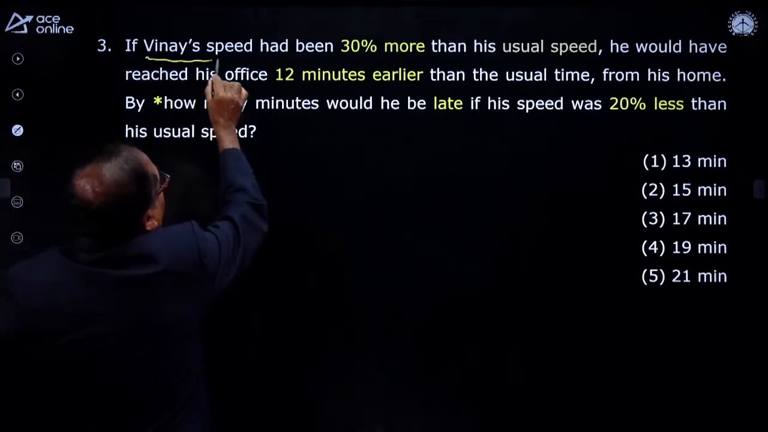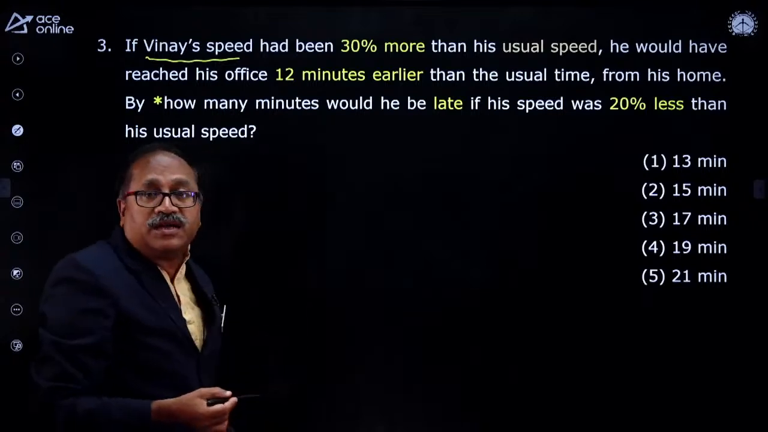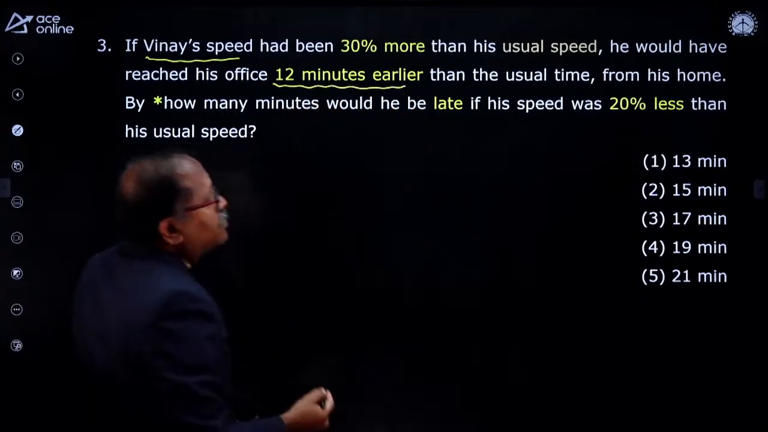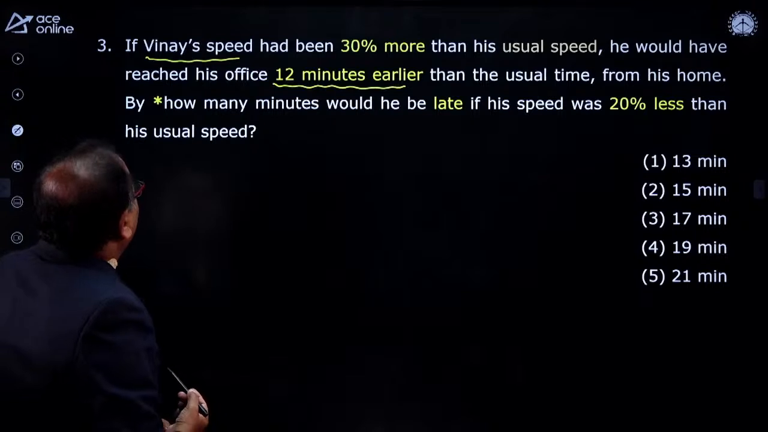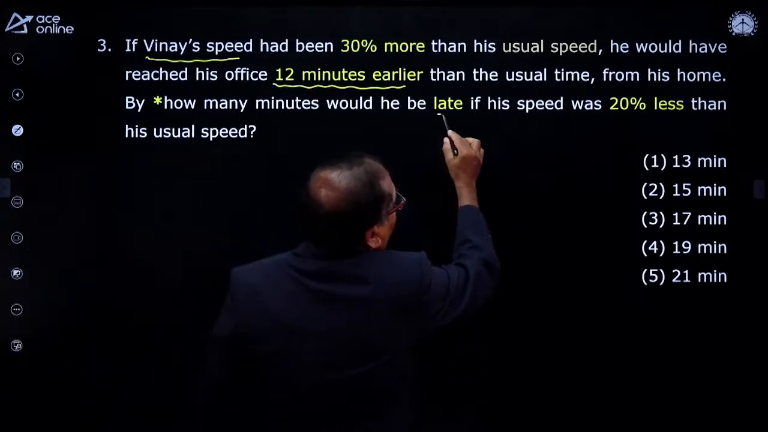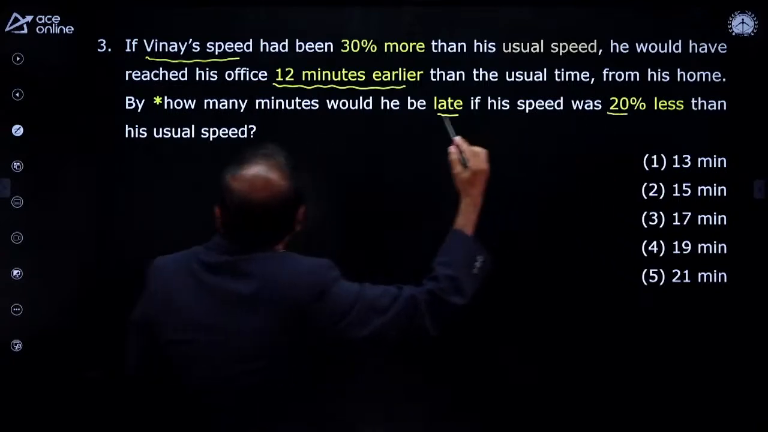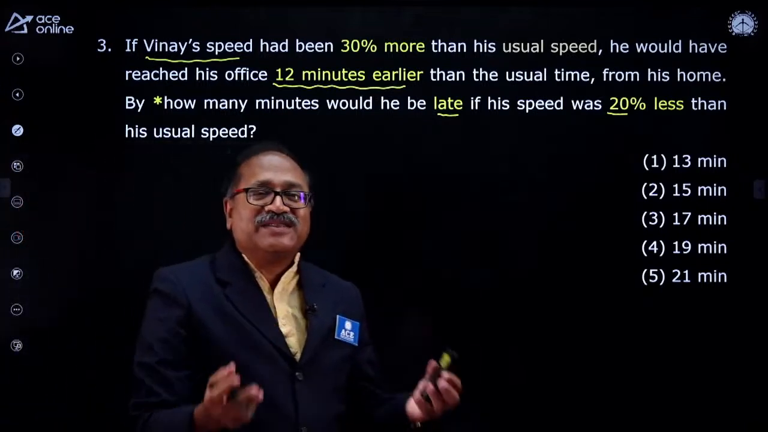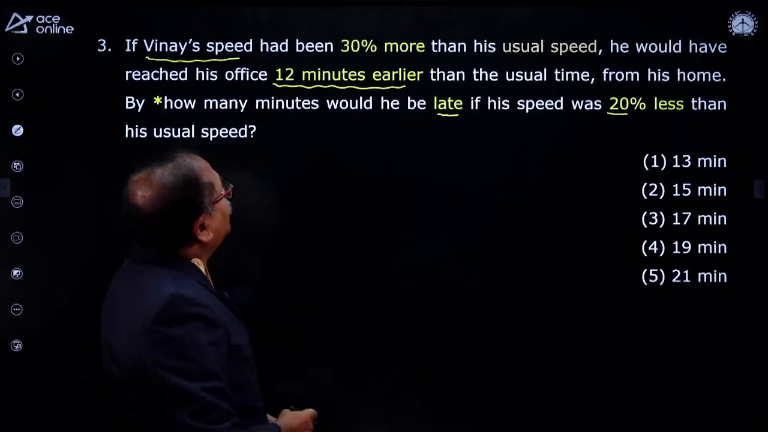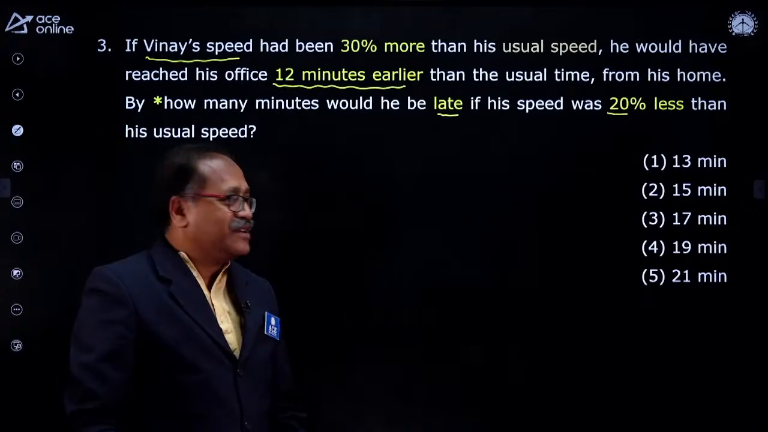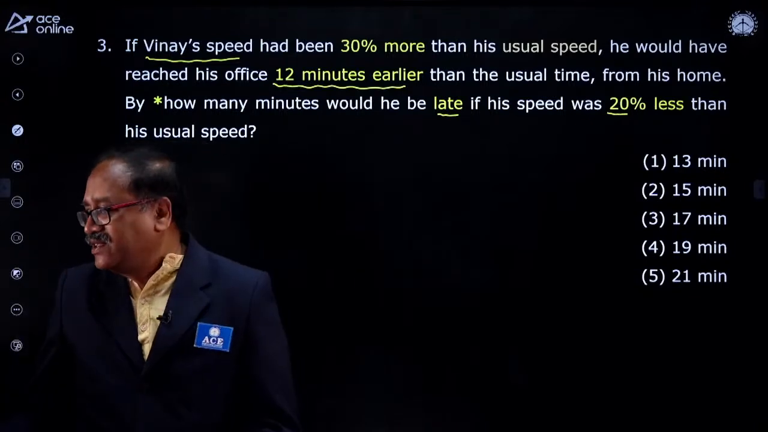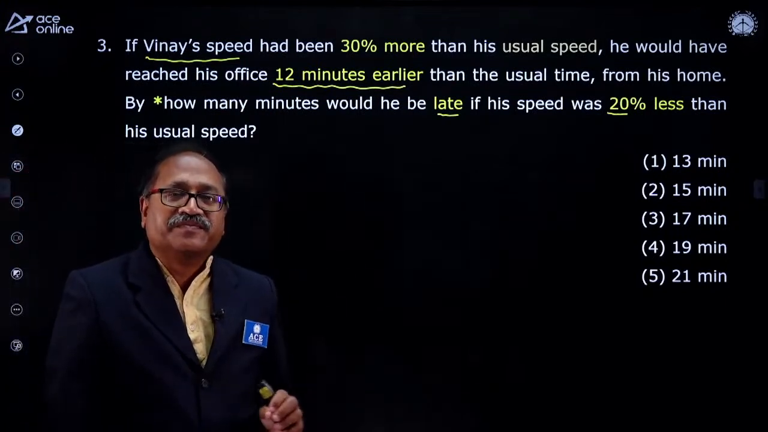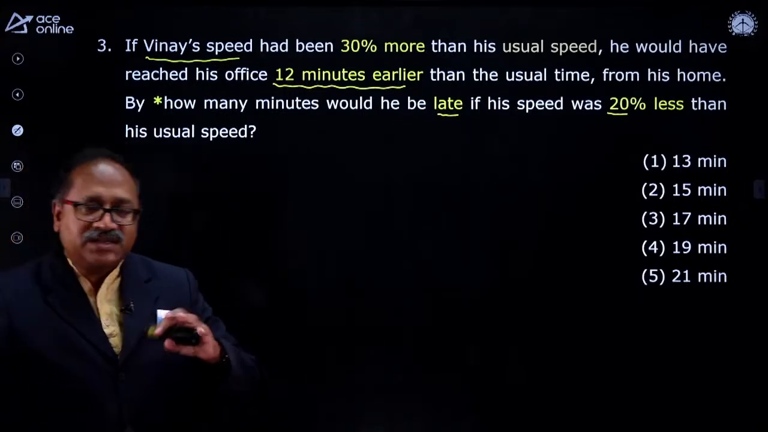Now, if Vinay's speed had been 30% more than the usual speed, he would have reached office 12 minutes earlier than the usual time from his home. By how many minutes would he be late if his speed is 20% less than the usual speed? I know you know the ratio of the time and speed. All of you must be knowing the ratio of the time and speed. It is based on that. I will just wait for 30 seconds. Will you try this? This comes in a very stereotypic question.